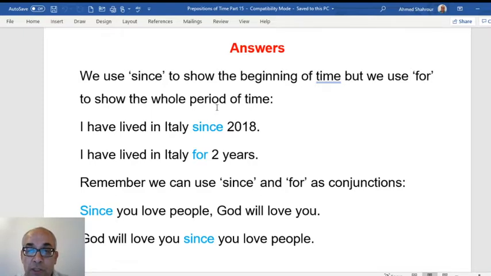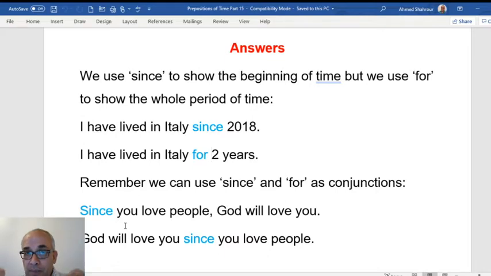Remember, we can use since and for as conjunctions. So here, since is a preposition of time. It shows time, and I use a noun after a preposition, as you know. The same for is a preposition of time, and I use a noun after a preposition. But here, I use since as a conjunction. So I use two sentences and I join them together with since.